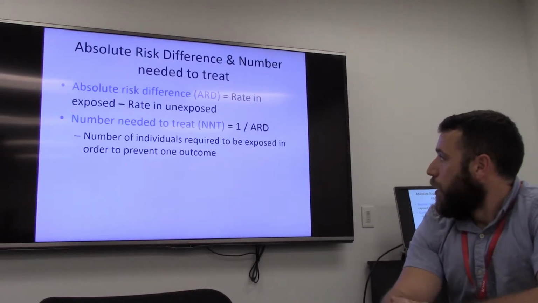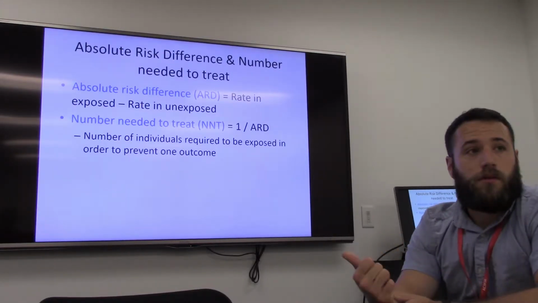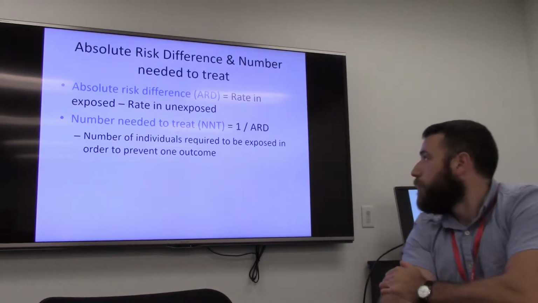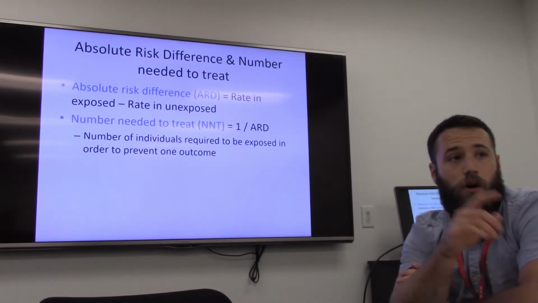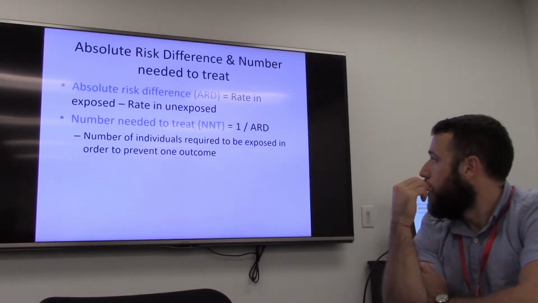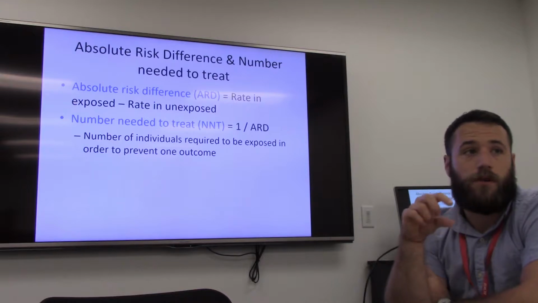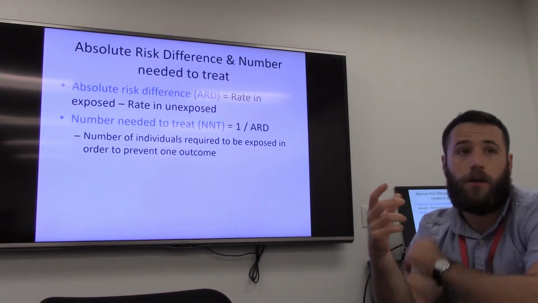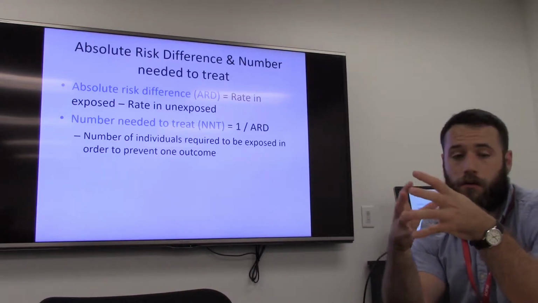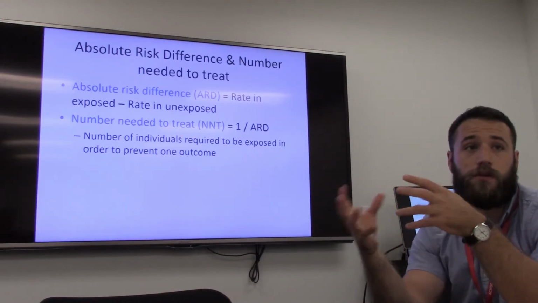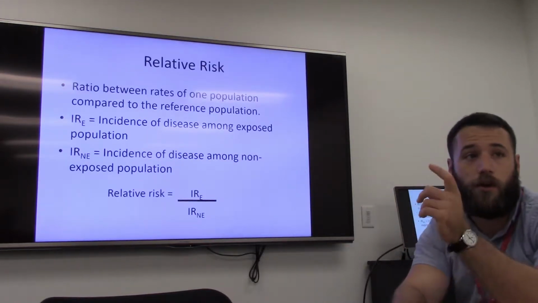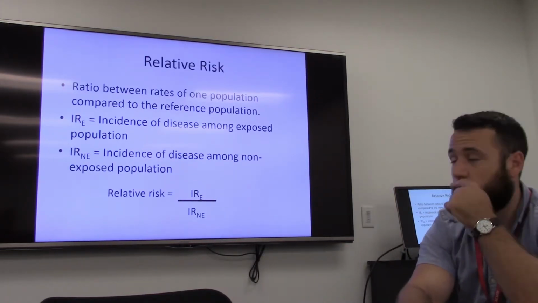incidence. And the next thing you can use, and where this is used frequently, is to calculate a number needed to treat. The number needed to treat is actually 1 over the absolute risk difference, or the incidence rate difference. This is essentially the number of individuals required to be exposed in order to prevent one of the outcome, one of the condition, one of the disease. We'll look at a case and how they do that after we go through relative risk.